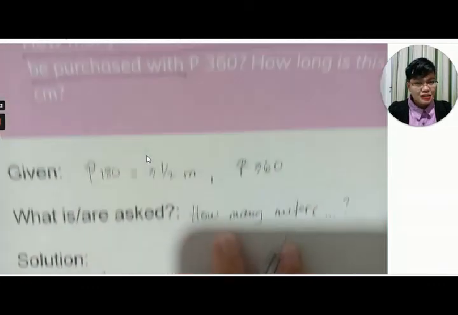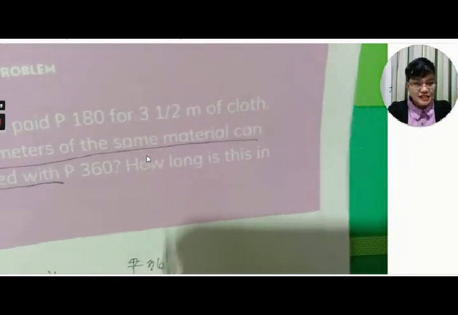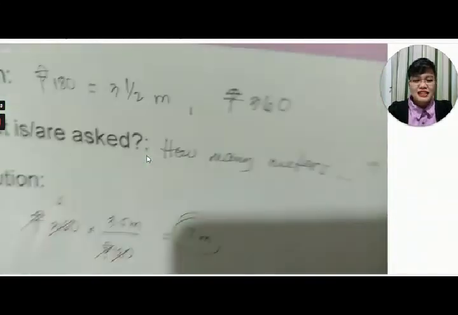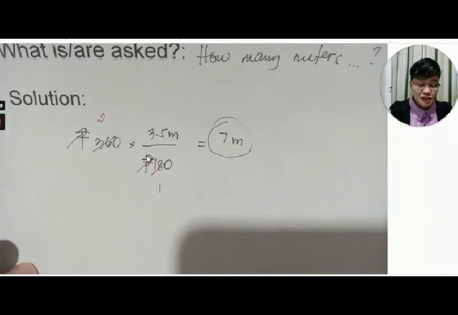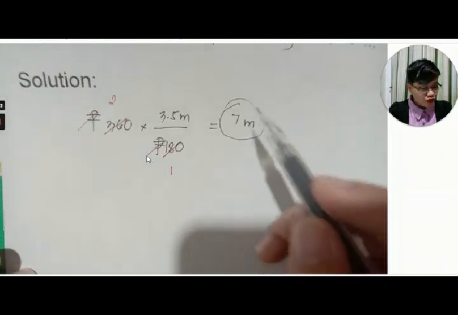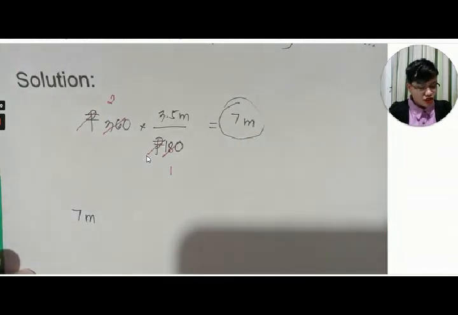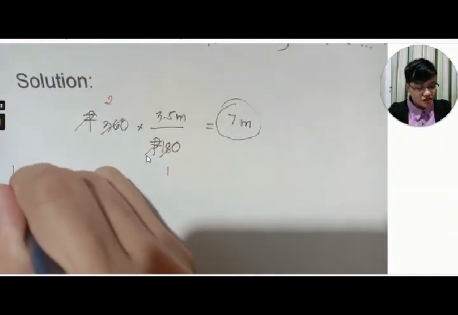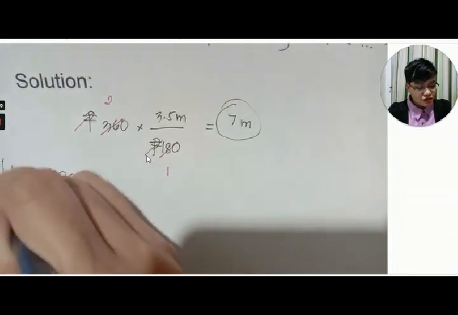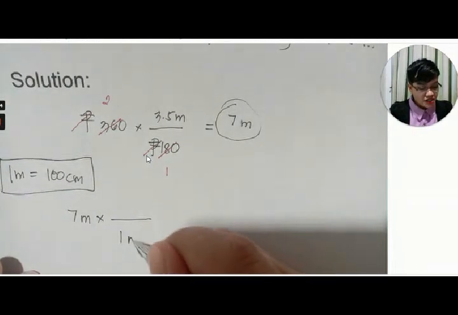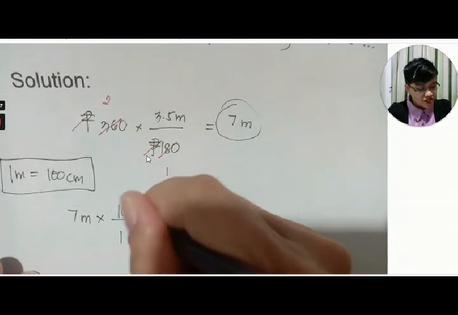But going back to the problem, it states how long is this in centimeters? So the conversion never stops here because we haven't actually answered the word problem yet. We haven't completely answered the word problem yet. So from the given 7 meters, we have to convert that into centimeters. And of course, we know that 1 meter is 100 centimeters. We will use this conversion factor here. So we'll have the meter as our denominator so that we can cancel later on. And the numerator is our 100 centimeters.